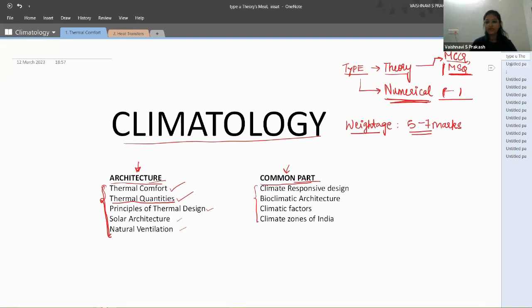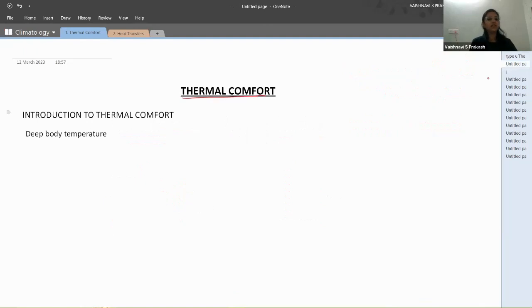So let's move on to the first topic, which is thermal comfort. Today we'll be covering thermal comfort specifically from the architecture part. Under thermal comfort, we have something called deep body temperature. First, let's understand what thermal comfort is. When you say thermal, it's always something to do with heat.